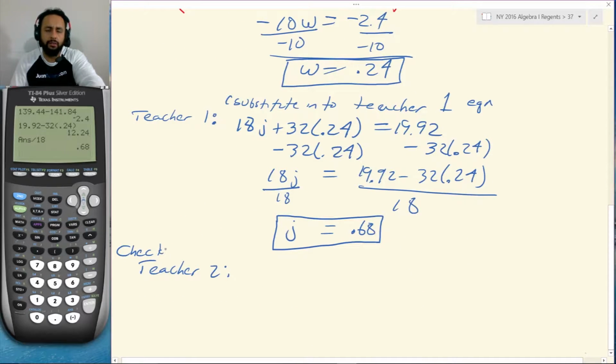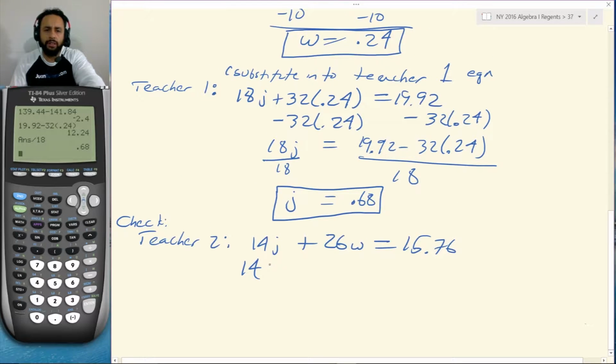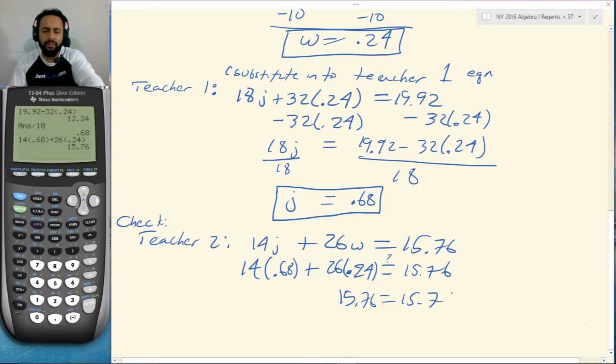So this is a check. 14j plus 26w equals 15.76. And let's just scroll up to make sure I got it right. Yes, sir. So I plug in 14 times 0.68 plus 26 times 0.24 equals, with a question mark, 15.76. So I use my calculator. 14 times 0.68 plus 26 times 0.24. Enter. 15.76 equals 15.76. And this is absolutely correct.